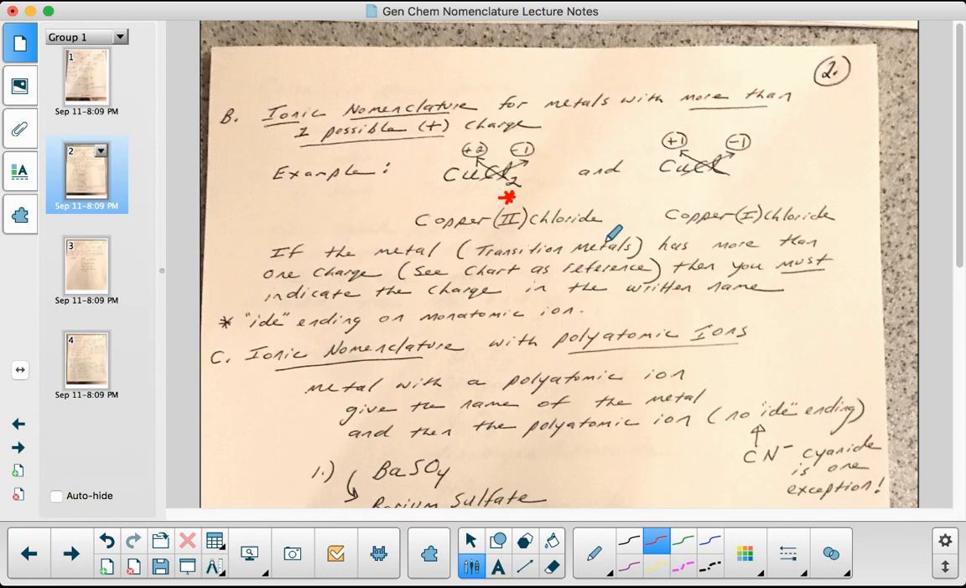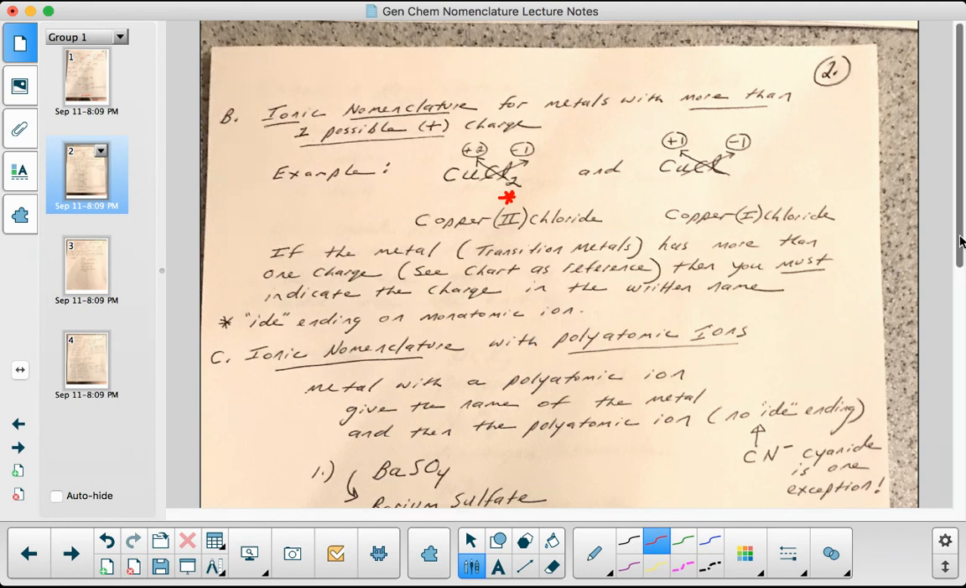So if the metal, and they're transition metals, has more than one charge, there's a chart that I have posted here in the content that has a number of them. You can find all of the ones that have the Roman numeral on the internet if you just look it up. Okay, so if it has more than one charge, then you must indicate that charge in the written name.